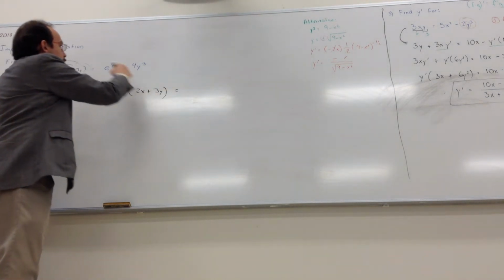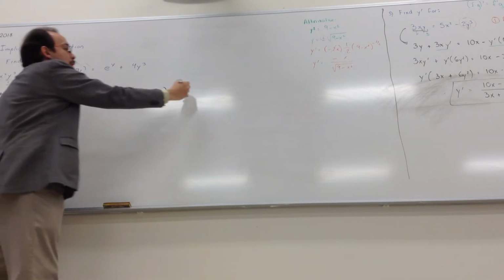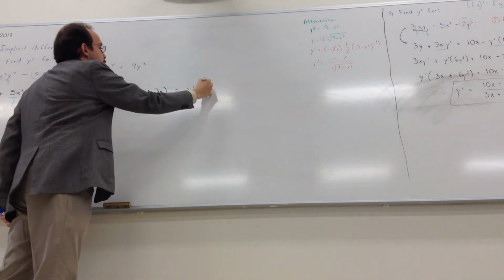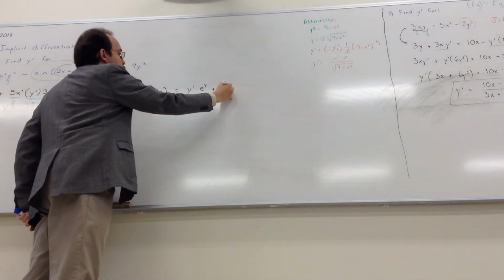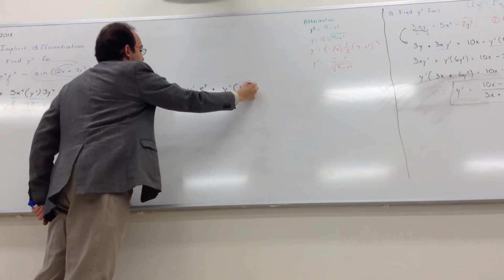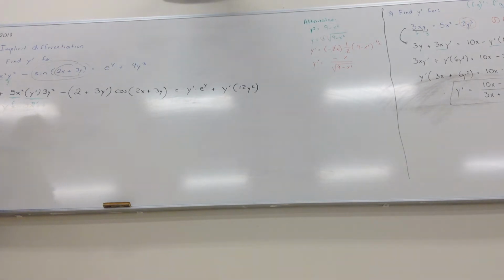Equal to e to the y. Derivative y prime e to the y, plus y prime 12y squared. Yes? Remember, every time you find a derivative with y, you need to put the y prime because of the chain rule. The y is not x, the y is a function. Like g of x, the same thing. Good. Can I simplify this? I want to simplify.